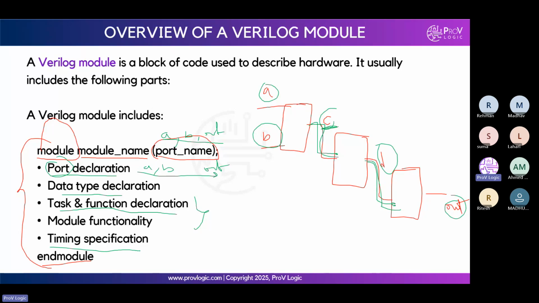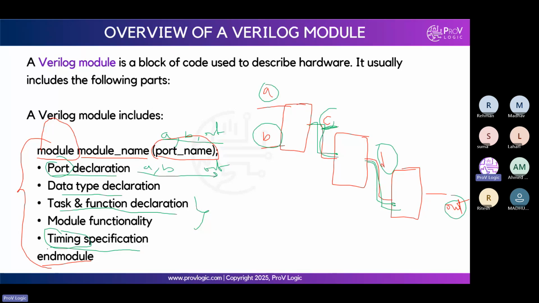Some outputs will change at 0 simulation time, after 5 simulation time, after 20 simulation time. Like that, outputs will be changing and inputs also will be changed, right? So that's why timing specification mostly we will write in the test benches only. In the design, we don't declare the time.